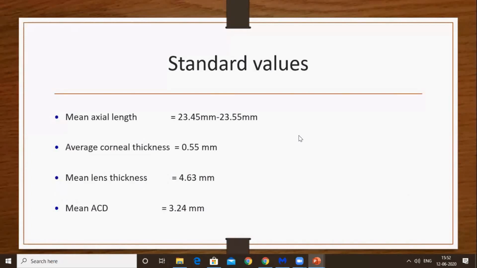So these are the standard values of Indian eyes, in which the mean axial length lies between 23.45 and 23.55 mm. The average corneal thickness of the Indian population is 0.55 mm, and the range is 490 microns to 550 microns. The mean lens thickness in the Indian population is 4.63 mm, and the mean anterior chamber depth is 3.24 mm.